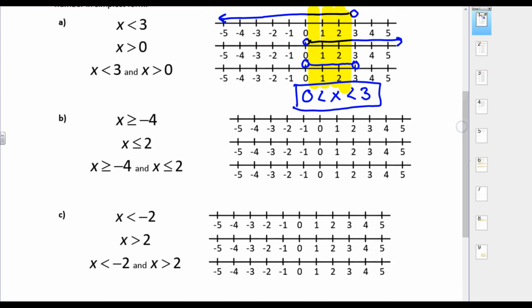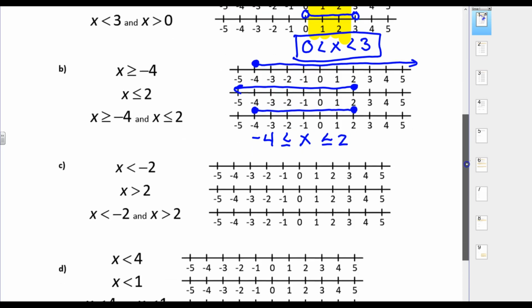So let's look at a couple more examples. If I have the inequality x is greater than or equal to -4, I'd have a closed dot on -4 and graph up from there. x is less than or equal to 2 would be a closed dot on 2 and down from there. The intersection of these would be where these both happen, which is between these two values here. So my final answer is -4 is less than or equal to x, which is less than or equal to 2.